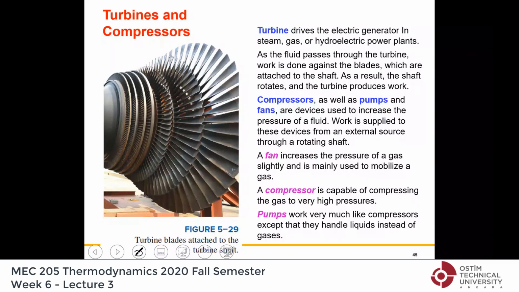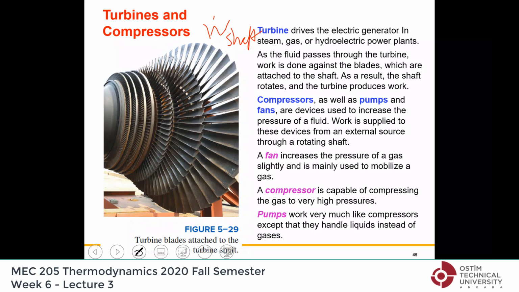Okay, then let's continue to other devices. This time turbines and compressors. Now turbines, again, you can see the blades here. The compressors are also very similar, but they work in reverse. So when you have turbines and compressors, obviously the work term, the shaft work, is most important. Turbines generate shaft work at the expense of the energy of the fluid, so the enthalpy will go way down. And compressors consume shaft work, so the energy of the fluid will go up.